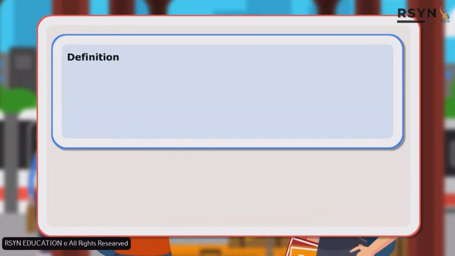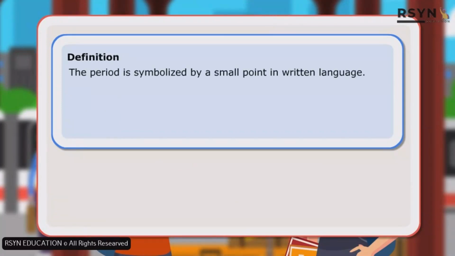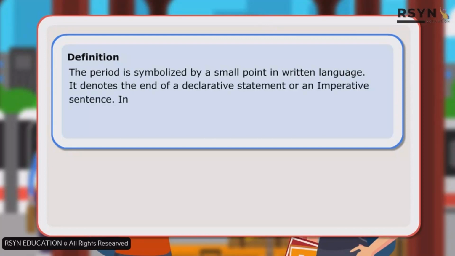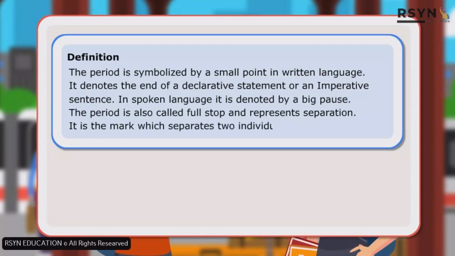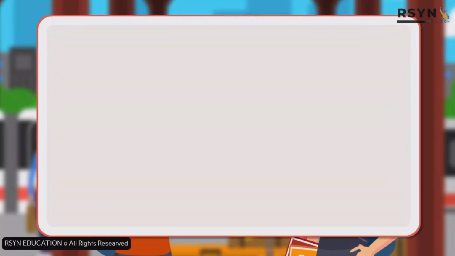Definition. The period is symbolized by a small point in written language. It denotes the end of a declarative statement or an imperative sentence. In spoken language, it is denoted by a big pause. The period is also called full stop and represents separation. It is the mark which separates two individual sentences. Let us look at a few sentences.